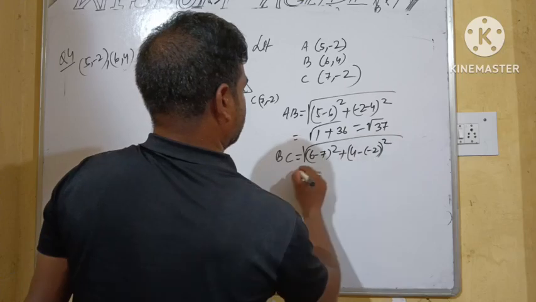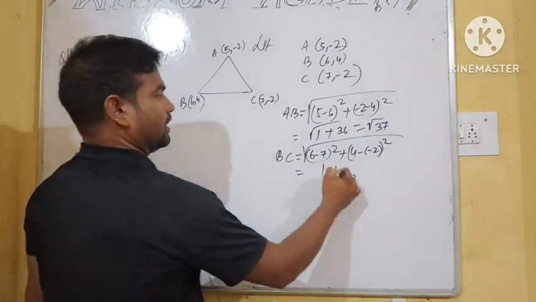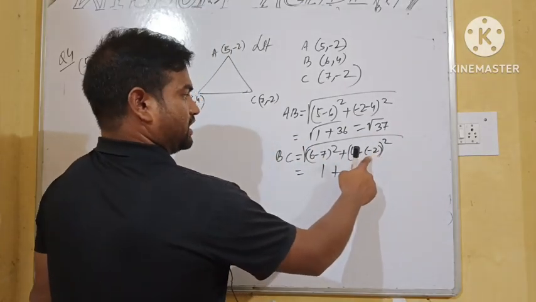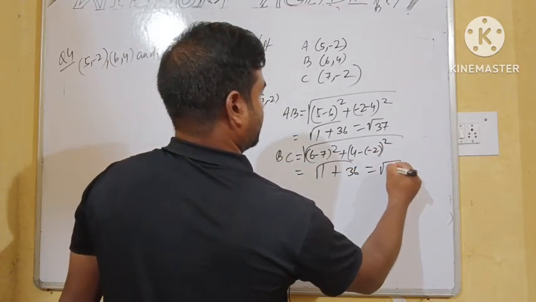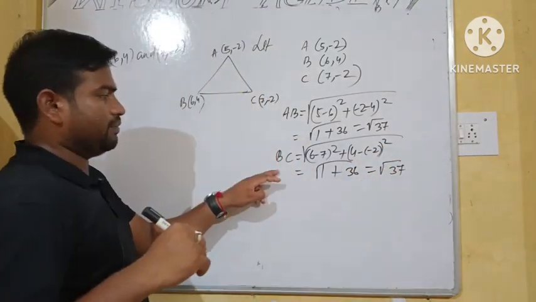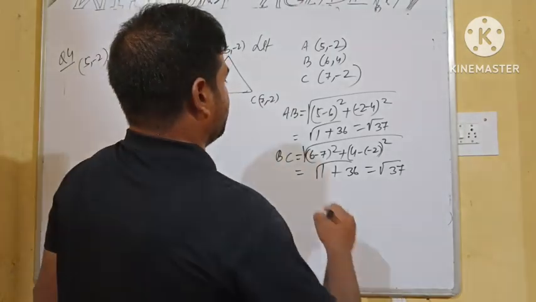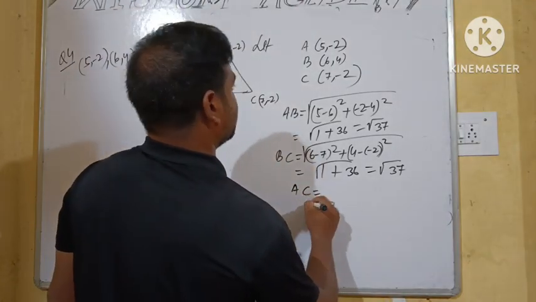Then BC is square root of (6 minus 7) the whole square plus (4 minus (-2)) the whole square. Minus 1 the whole square is 1, plus 4 minus minus 2 is plus 6, 6 the whole square is 36. Then BC is also the square root of 37. AB and BC are equal in length. But then we have to find AC.